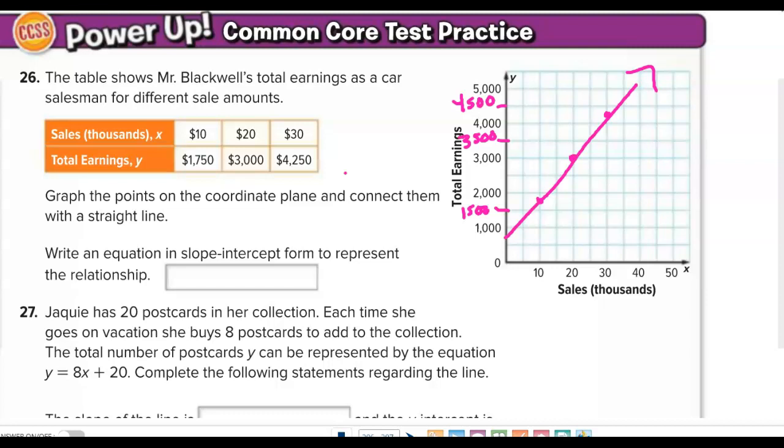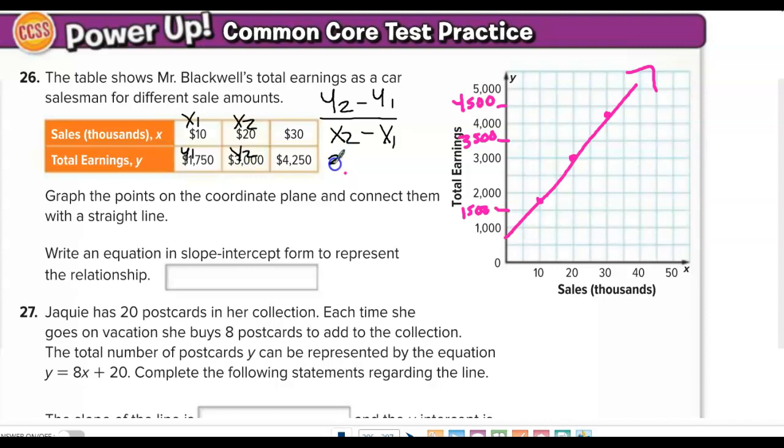So what else could I do? McKenna? Y2 minus Y1 over X2 minus X1. There we go. So let's say that this is X1 and this is Y1. This is X2 and this is Y2. So now I can substitute.